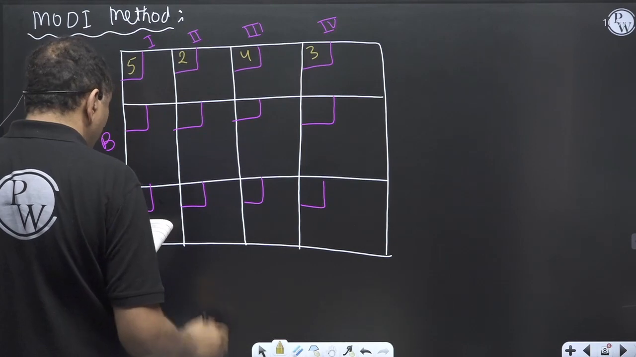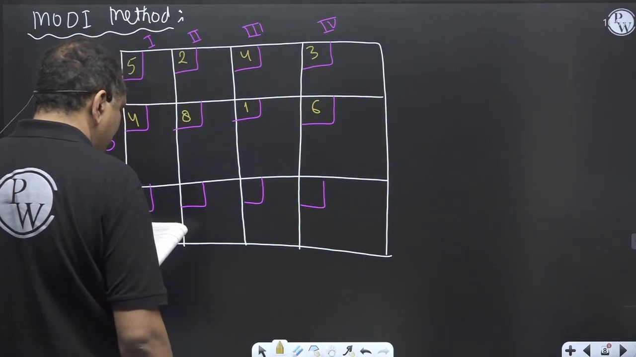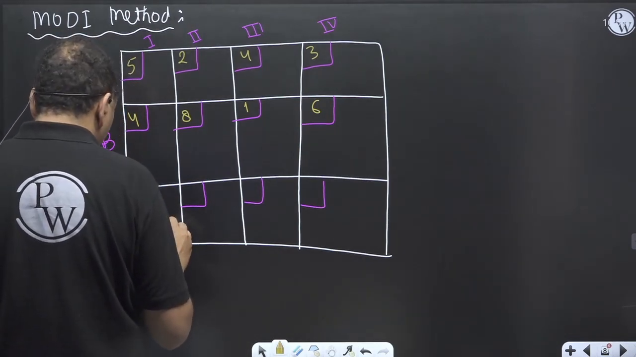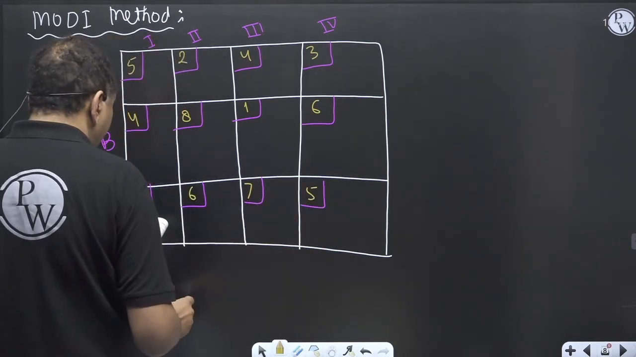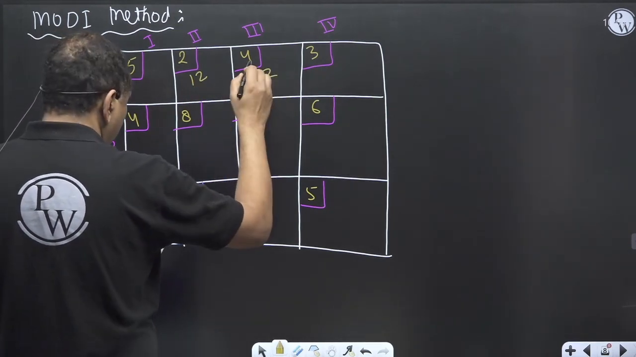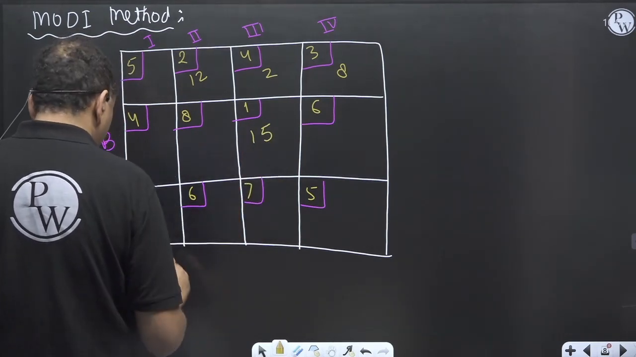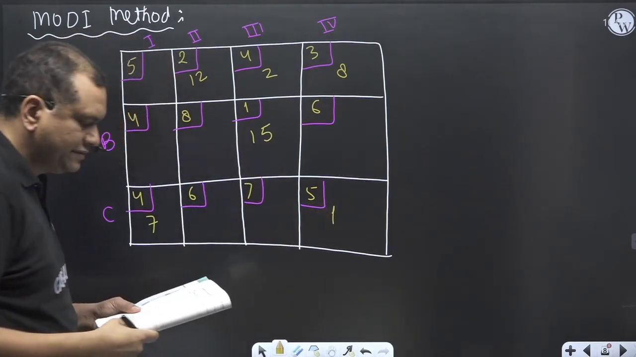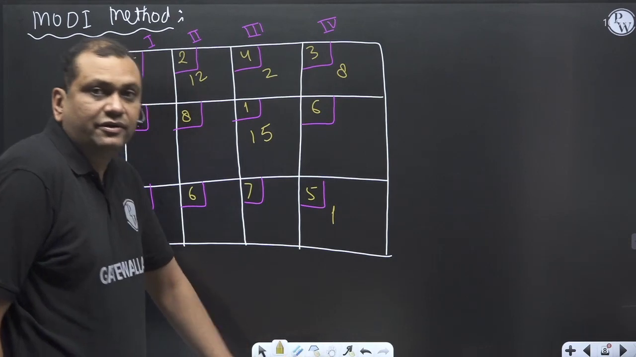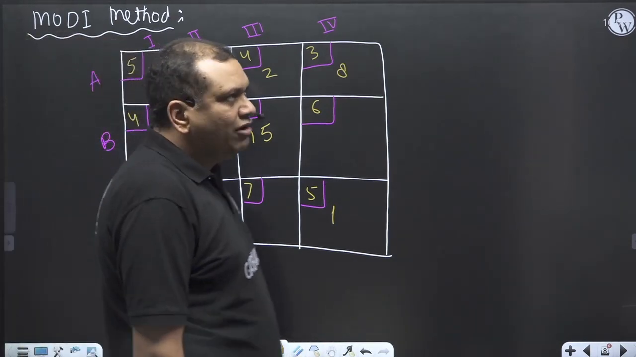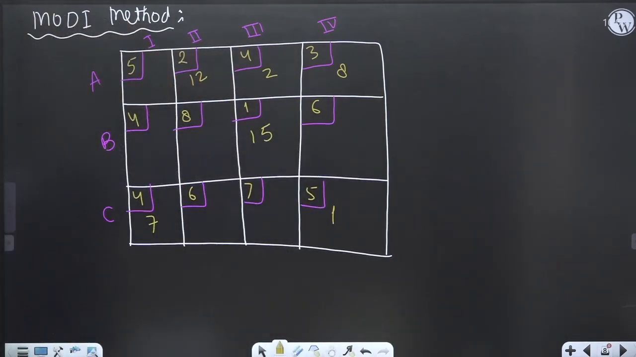5243, 4816, 4675, and the allocations are 12, 8, 15, 7, and 1. So these are the allocations. Now I am discussing what is Modi method, the modified distribution method.